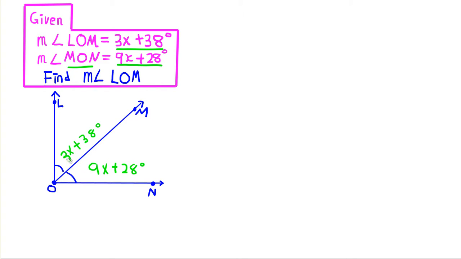And we need to find the x value, and we need to input it in order to find the value of it. Before we solve, we know one thing, that this angle right over here is 90 degrees. So we can see that if we add angle LOM and angle MON together, it's going to give us 90 degrees. So let's solve it. The measure of angle LOM plus the measure of angle MON should be equal to 90 degrees.